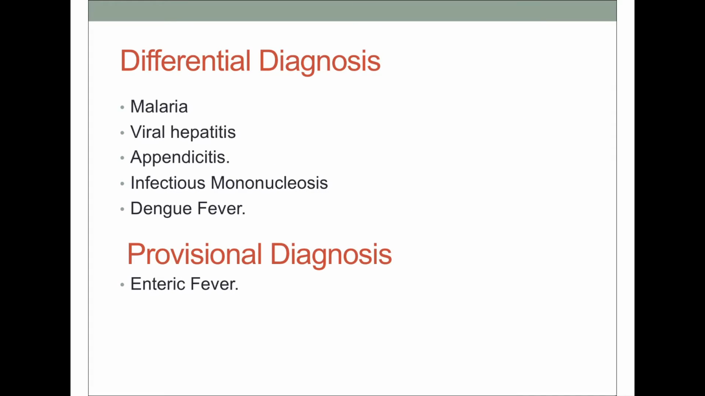So the differential diagnosis we managed to get were malaria, viral hepatitis, appendicitis, infectious mononucleosis, and dengue fever. Again, these differential diagnoses here that I have mentioned are most likely and most appropriate for the patient of this age and of this area. I didn't write anything about meningitis or any encephalitis because his presentation didn't show any symptoms or signs of increased intracranial pressure or neck rigidity or projectile vomiting or anything like that. So here I just narrowed down my differential diagnosis.